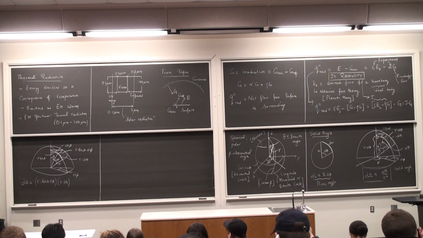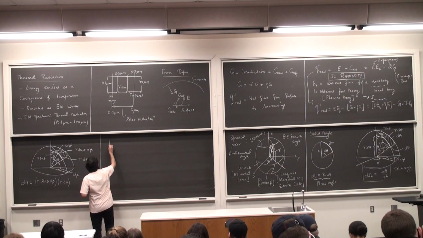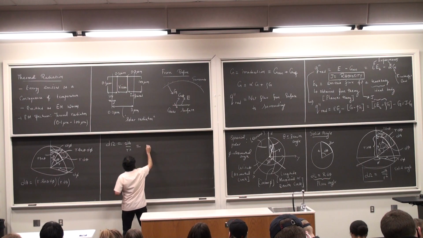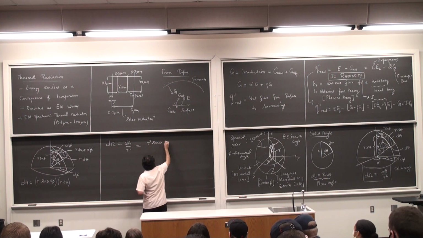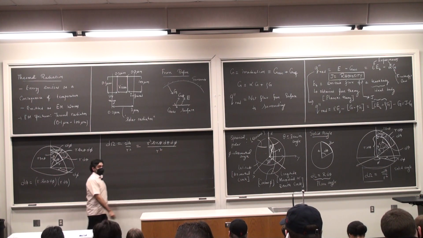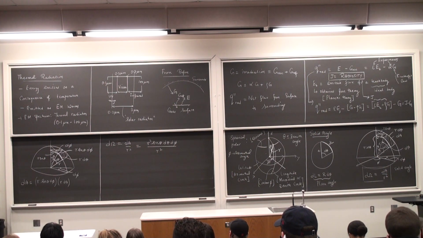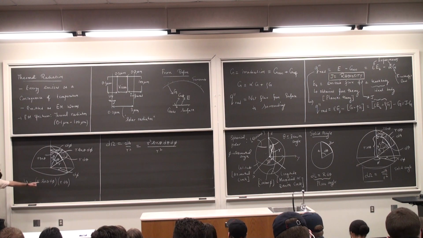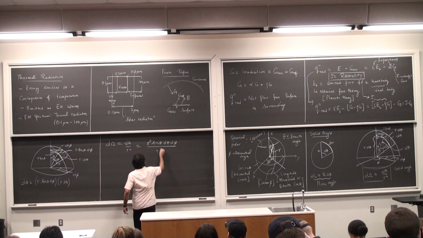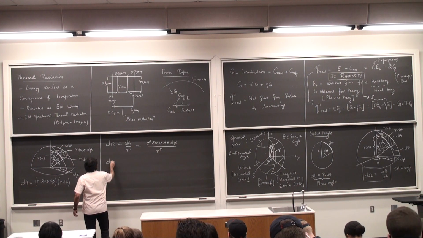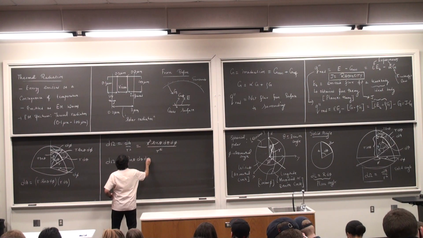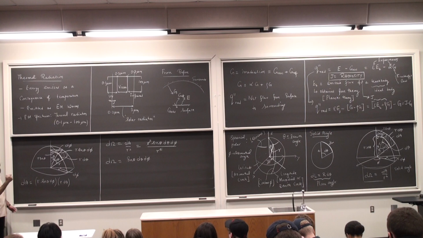And if I now define the solid angle d omega, it is dA by r square, which is r square sine theta d theta d phi by r square. And r times r is r square. The r square cancels off. And so d omega is sine theta d theta d phi. This is the elemental solid angle.